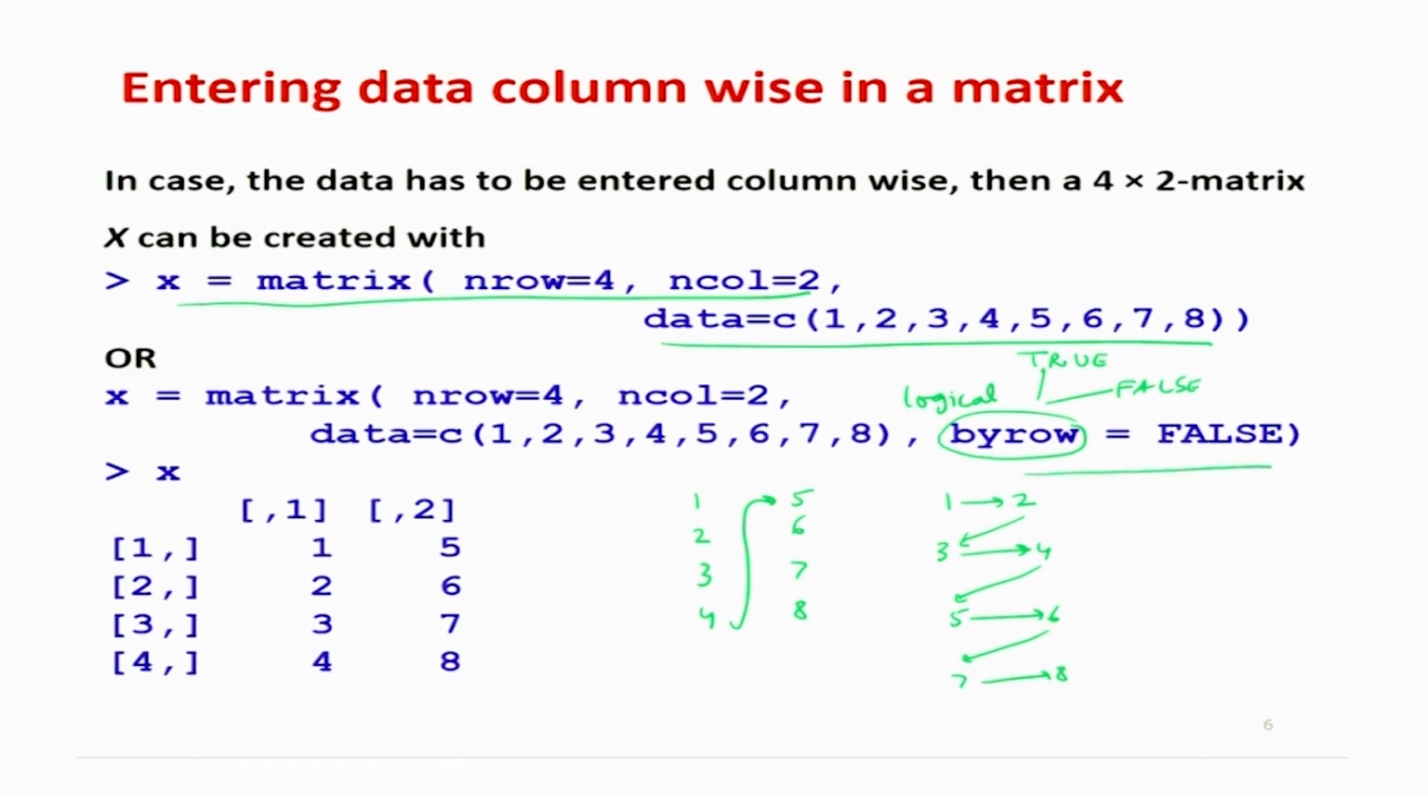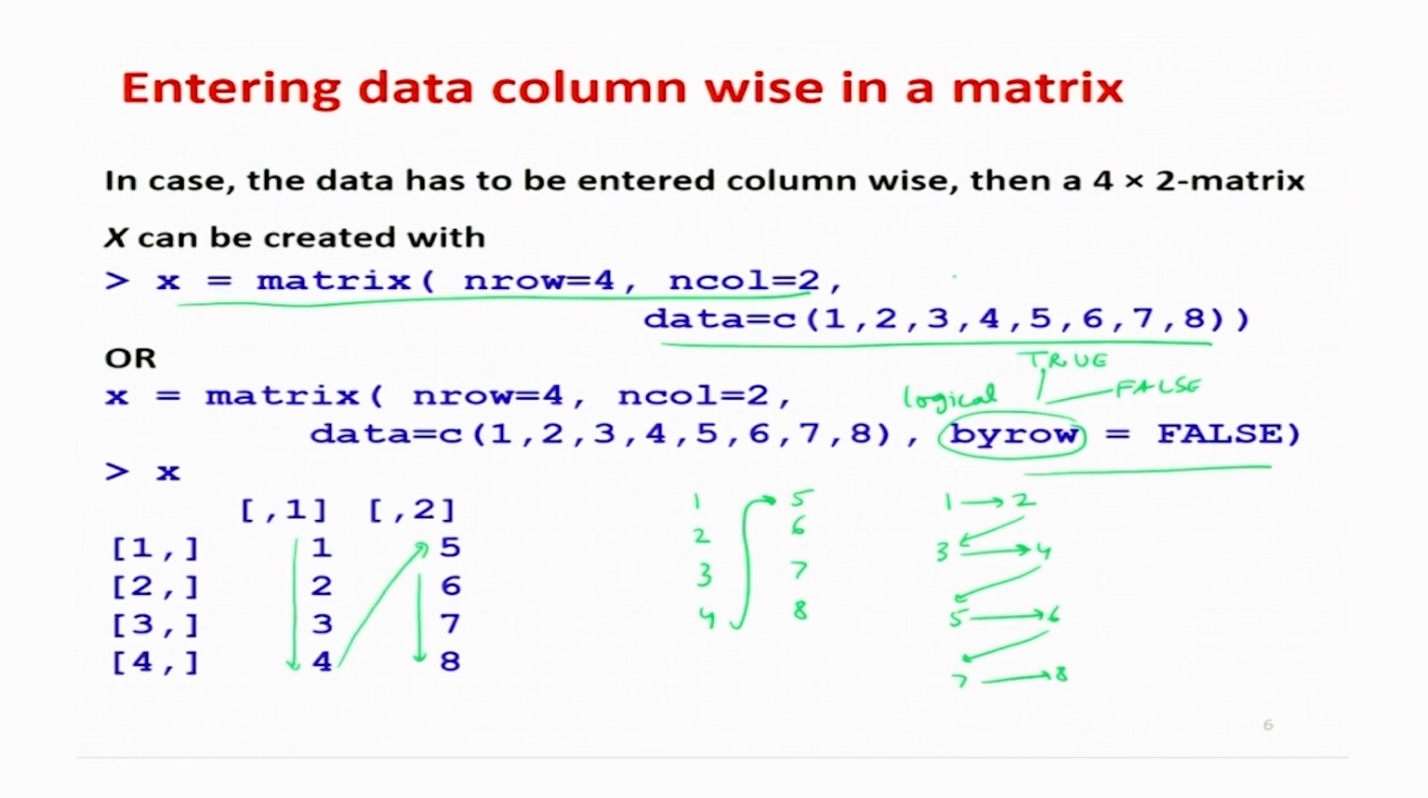If you say by row is false, that means the data is not to be arranged by rows. When the data is not arranged in rows, what is the next option? The data has to be arranged in the columns only. So in this case, if you try to see here, the outcome comes out like this: the data is arranged in the column. But what does this mean?